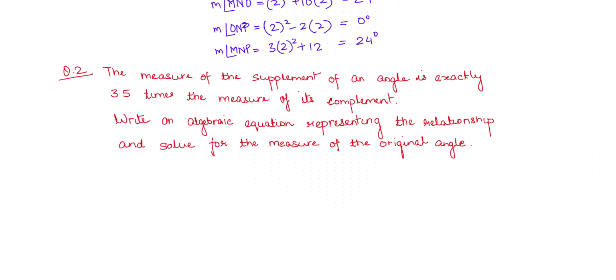So this is the question. The measure of the supplement of an angle is exactly 3.5 times the measure of the complement. So write the algebraic equation representing the relationship and solve for the measure of the original angle. If you want to go through the concepts, you can go through the videos for chapter 1.1 to 1.5. Here we'll directly solve the questions. So just please try on your own, and after that, please check the answers.